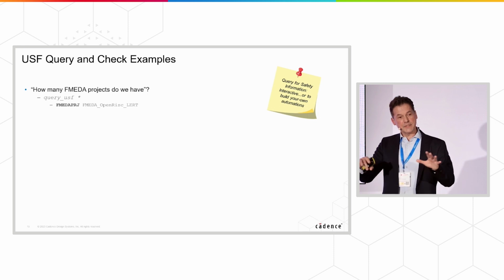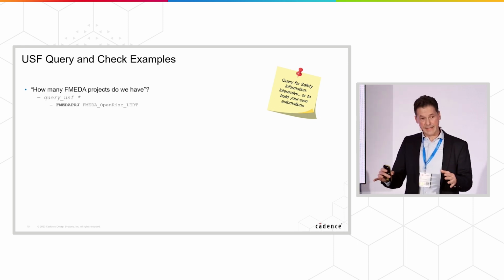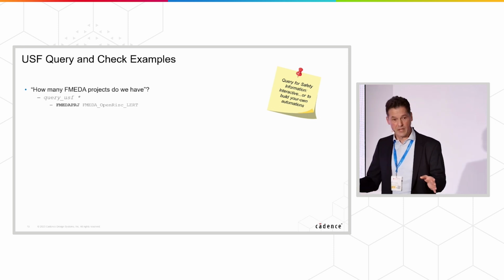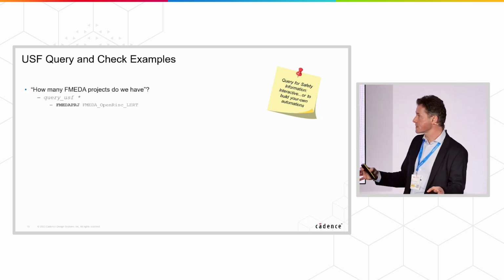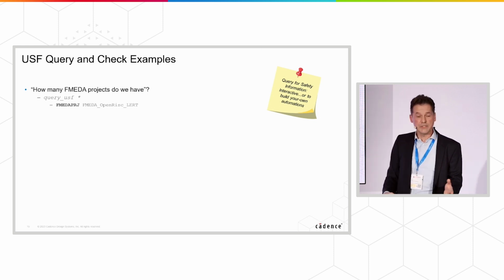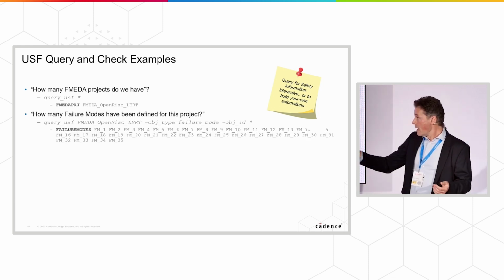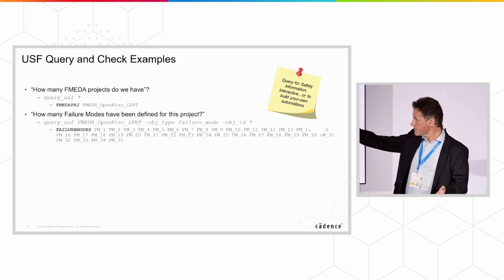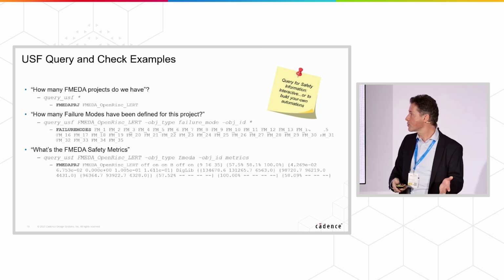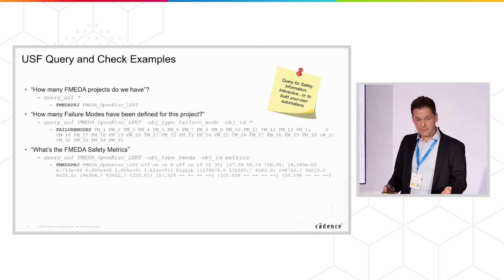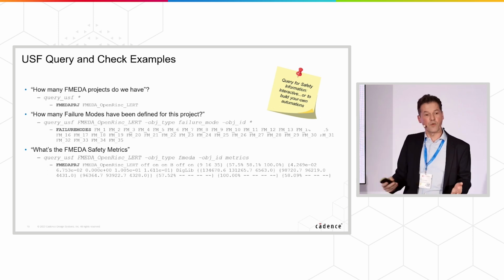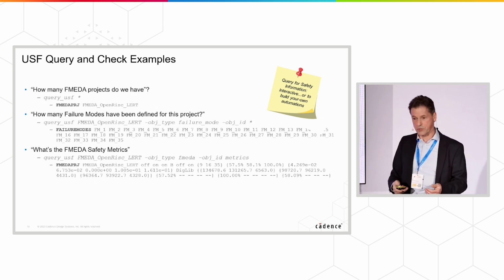So now, since I have everything captured in a scripting language, and the USF script is stored in the central database of MIDAS, I can use queries. And maybe I have already many FMEDA projects in my database. So if I use the command query USF, it will list how many FMEDA projects I have currently in my database. How many failure modes did I define for my project? There's another query with certain options, and it will list all the failure modes that I have defined for a specific project. If I want to know what is my safety metrics that I have calculated, there's another command, and it will show me in text format the whole hardware safety metrics of this project.